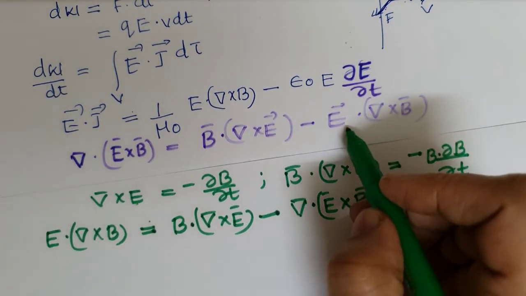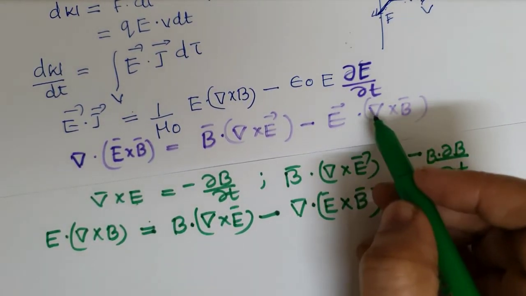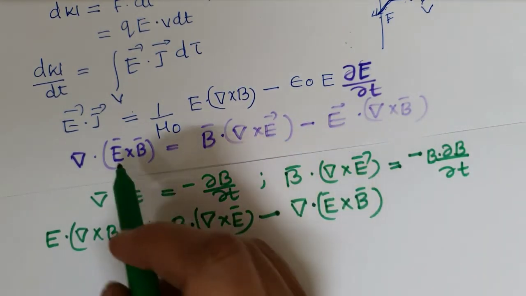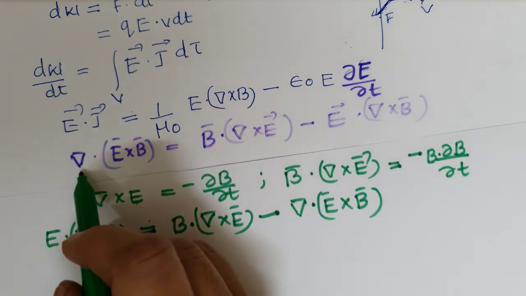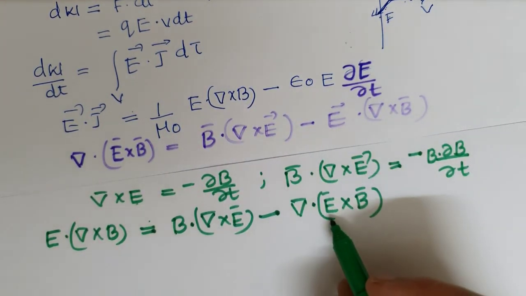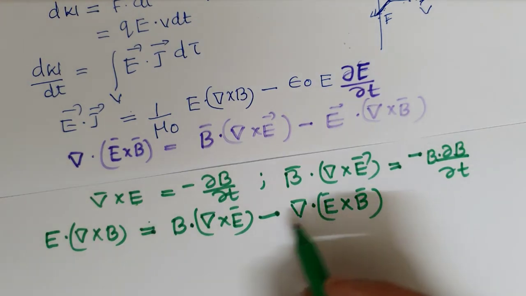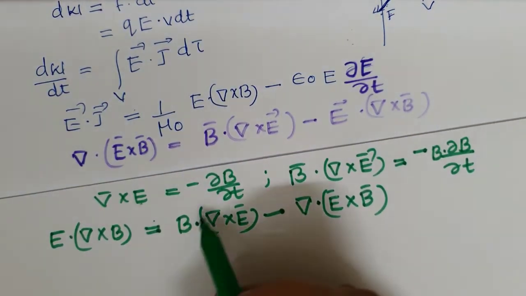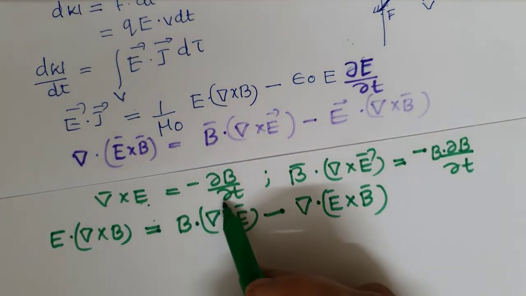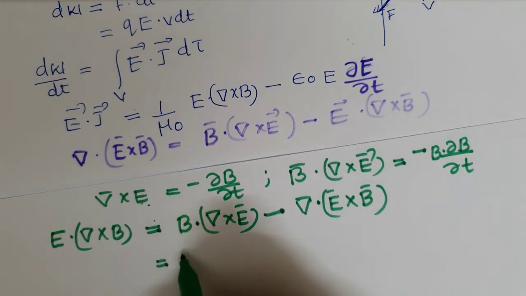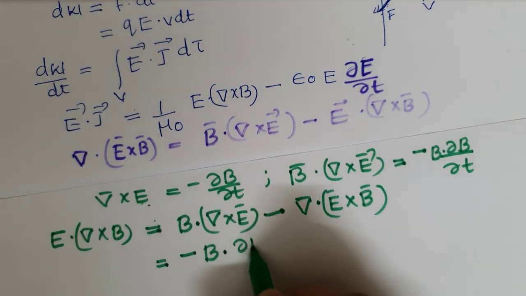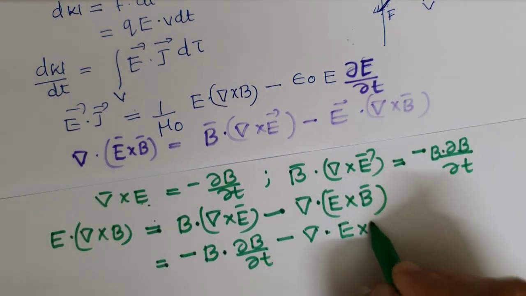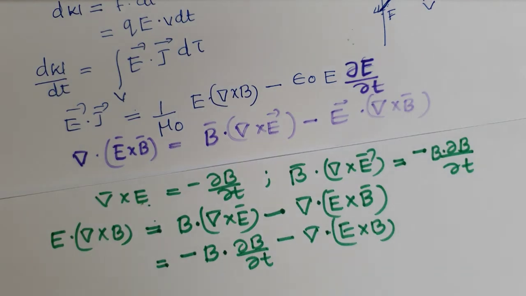That is, this E dot (del cross B) can be written from this equation as B dot (del cross E) minus del dot (E cross B). Here the left-hand side term moves to the right and the right-hand term moves to the left. But for B dot (del cross E), according to Faraday's equation, del cross E is minus dou B by dou t. So this equation leads to minus B dot dou B by dou t minus del dot (E cross B).